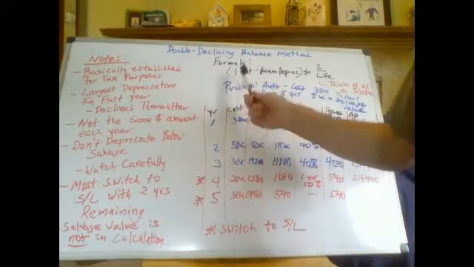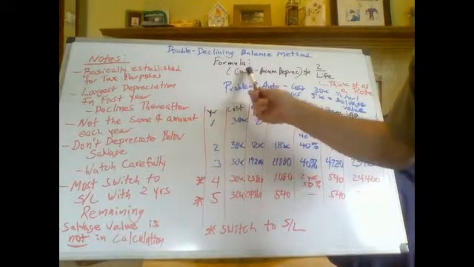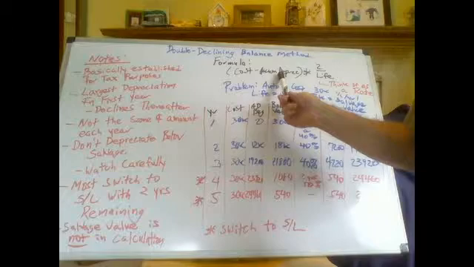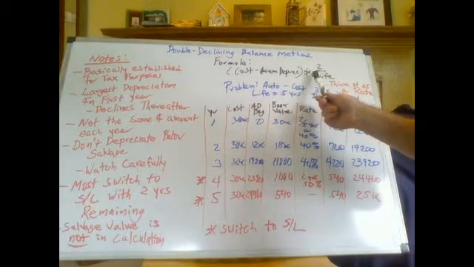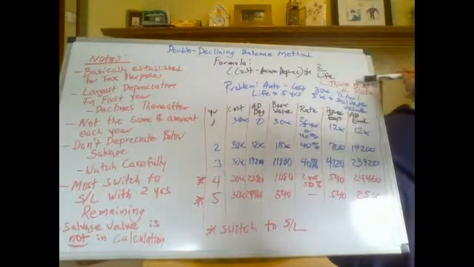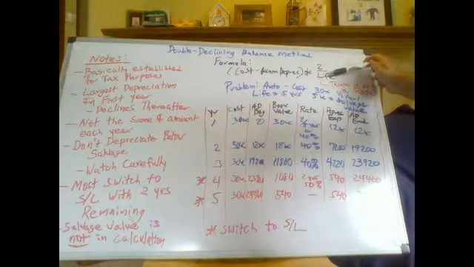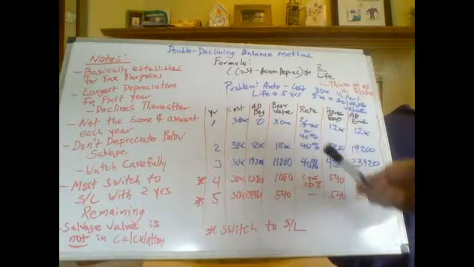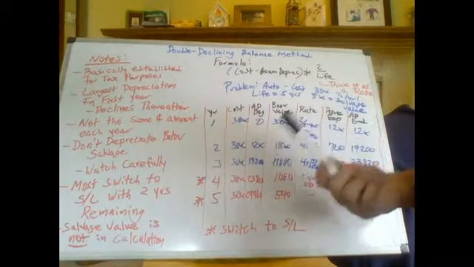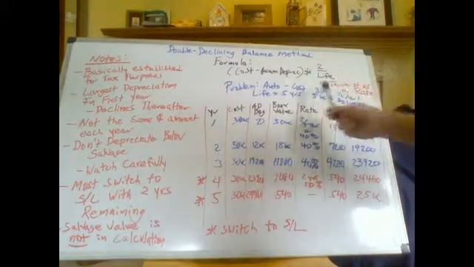Formula is cost minus accumulated depreciation, which of course is book value, times 2 divided by life. So think of 2 divided by life as a rate. So if the life is 5 years, 2 divided by life, or 5 years, is 40% per year.